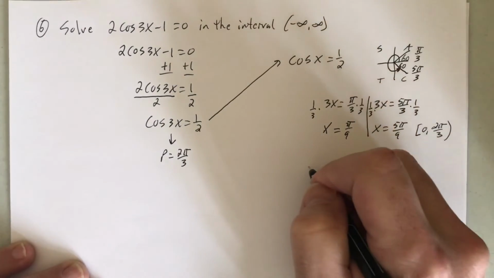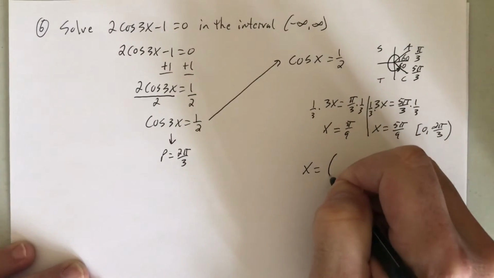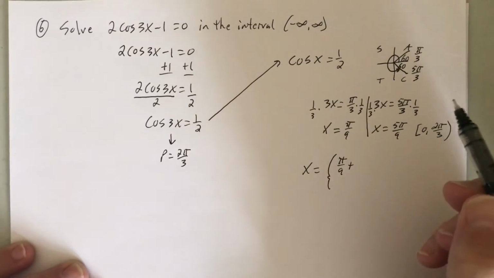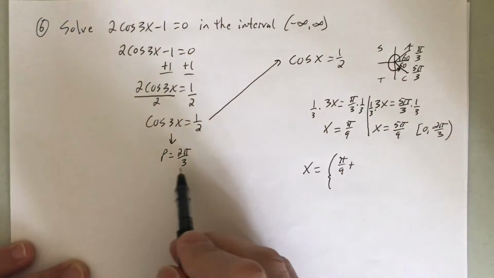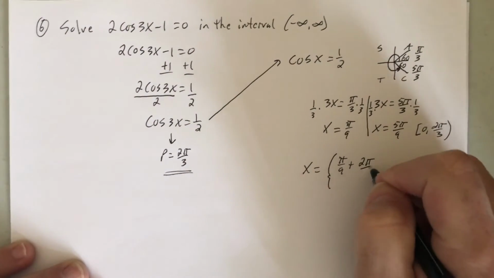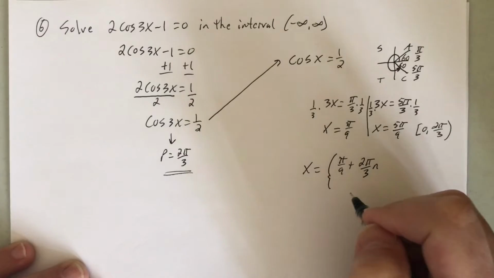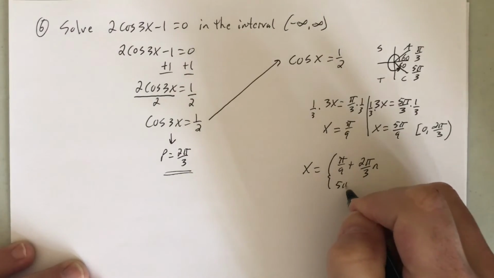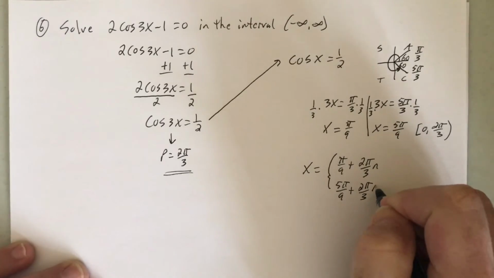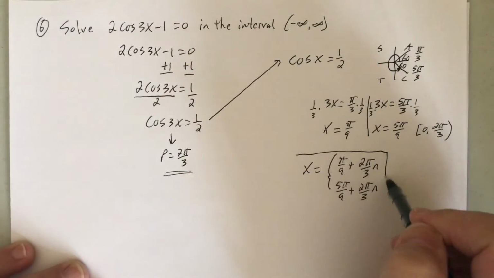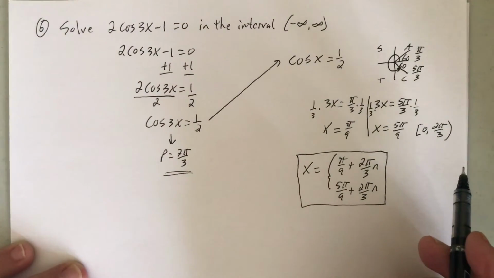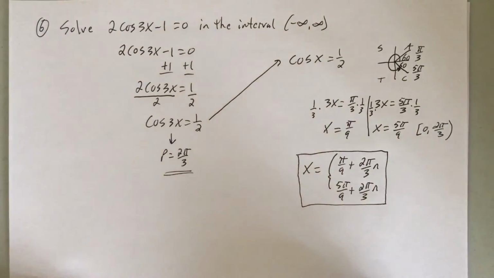So what we do is we got x is equal to, we have our pi over 9 plus, remember, it's the period n. Well, what is the period? The period is now 2 pi over 3 for this. So it's plus 2 pi over 3n, and then it would be 5 pi over 9 plus 2 pi over 3n. So that would be our answer for this based on the interval from negative infinity to infinity.